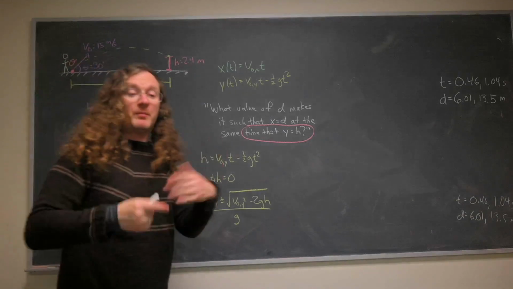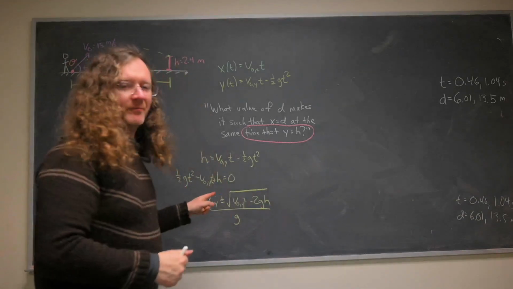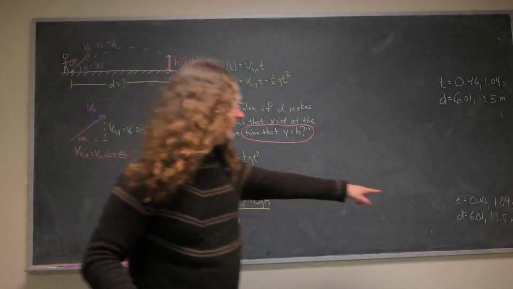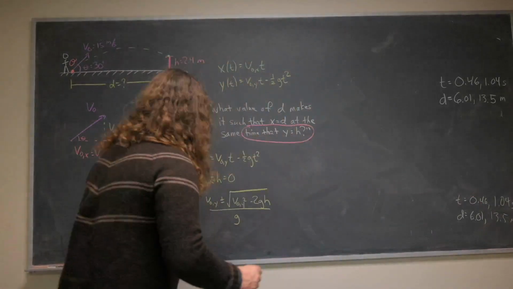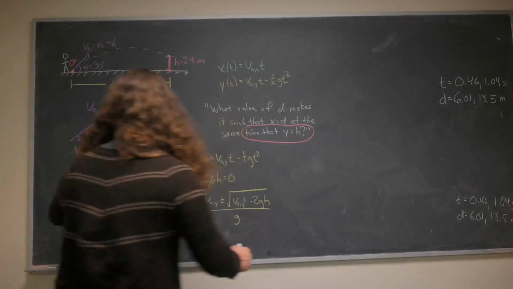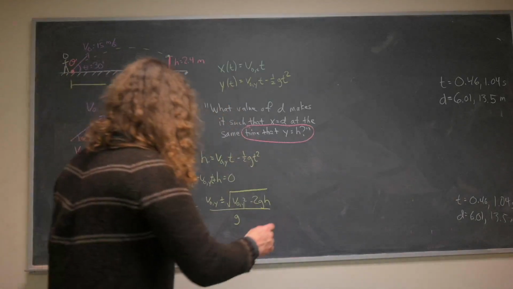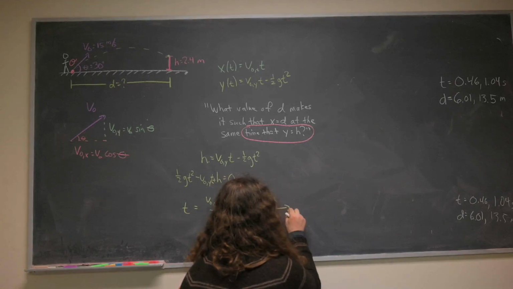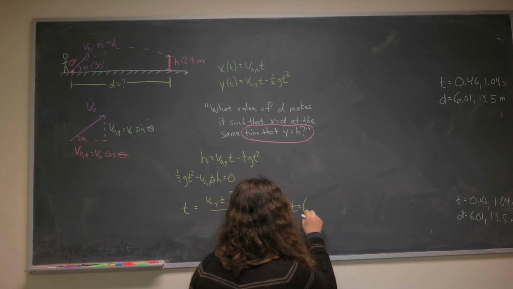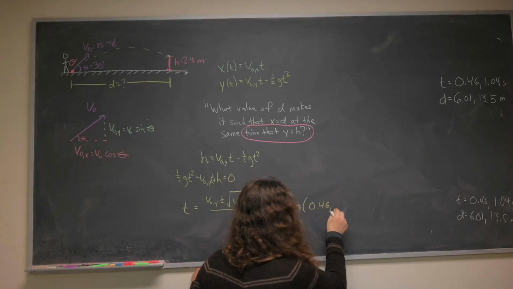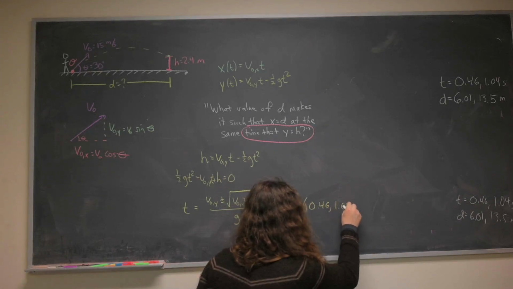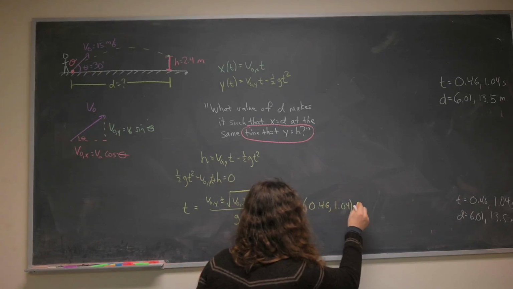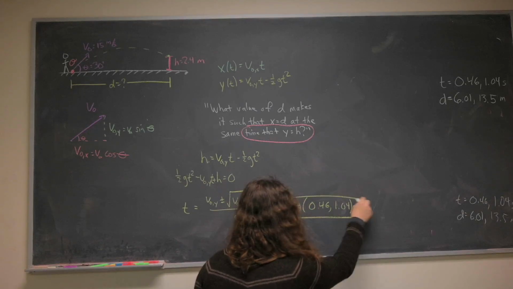Now, just so I'm not tapping on a calculator during this video, I already put in these numbers, figured out the times that you get, substituting in v naught sine theta here. So this gives us t equals 0.46 or 1.04 seconds. So those are the times.